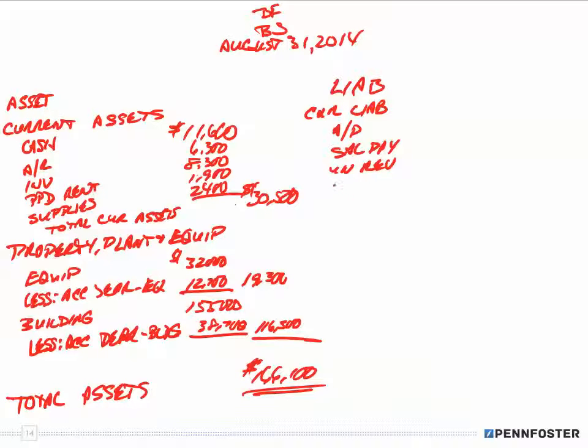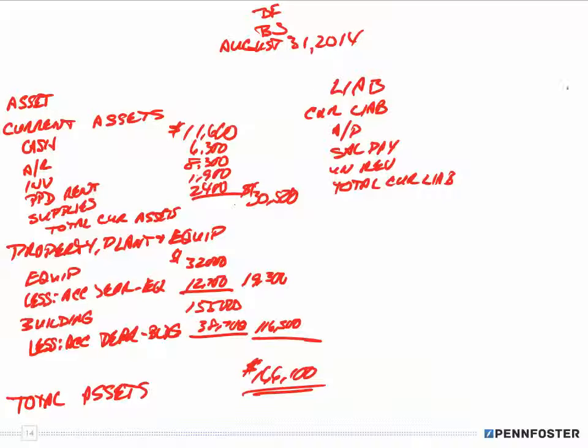And that's going to give me a total current liability. Okay, and so I'm going to use two columns here. Actually, I'm going to use three columns. And again, I'm disagreeing with the book.